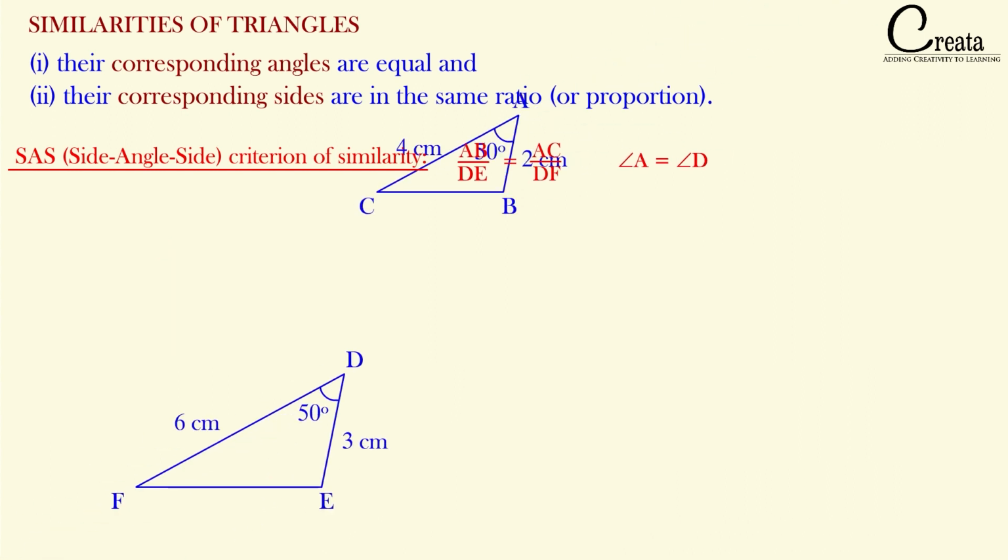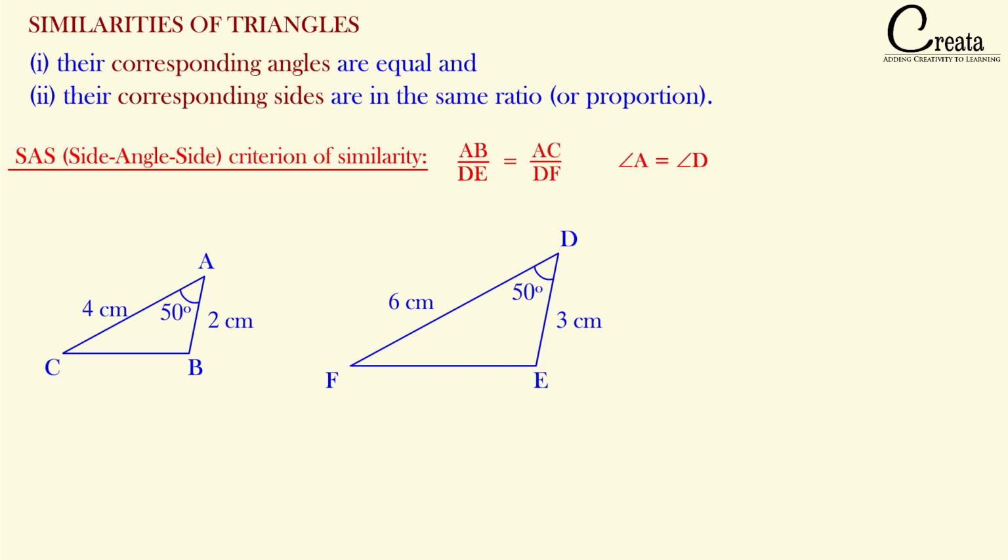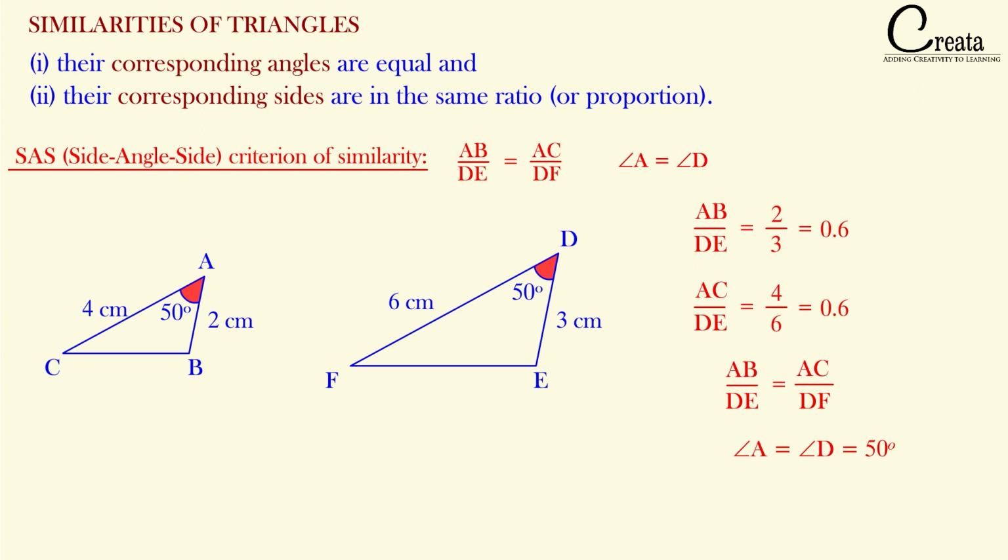We have two triangles. In the first triangle, AB is 2 cm, AC is 4 cm. In the second triangle, DE is 3 centimeter and DF is 6 centimeter. We have specially taken these triangles because AB upon DE is 2 by 3, that is 0.6, and AC upon DF is also 0.6, that is 4 upon 6, which is 0.6. And the angle between these two corresponding sides is 50 degrees, that is angle A and angle D, the corresponding angles are equal to each other.